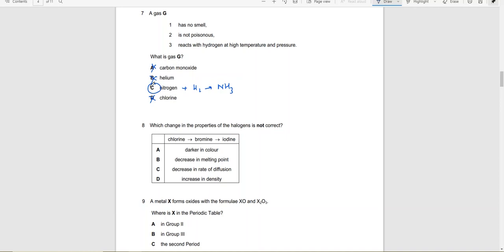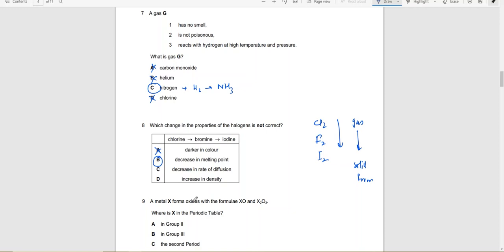Which change in properties of halogens is not correct? Chlorine, bromine, iodine. So, you're coming from top to bottom. They get darker in color. So it is correct. It cannot be the answer. Decrease in melting point. As you go down, gas turns into liquid and then to solid. It means that intermolecular forces are getting stronger, which means that melting points are going to increase, not decrease. So answer would be B. Okay.